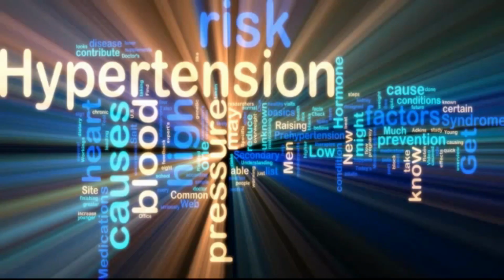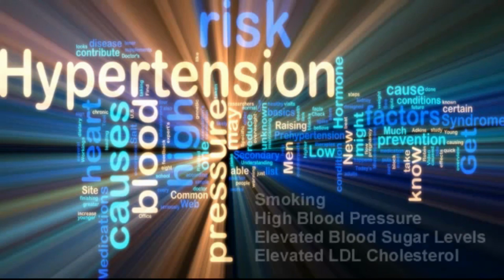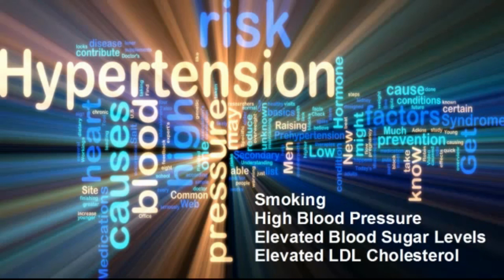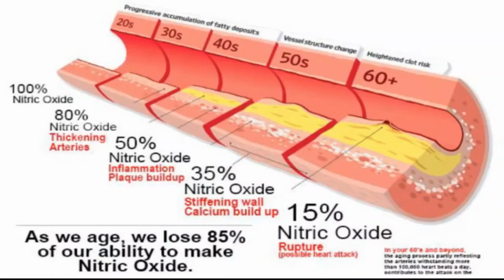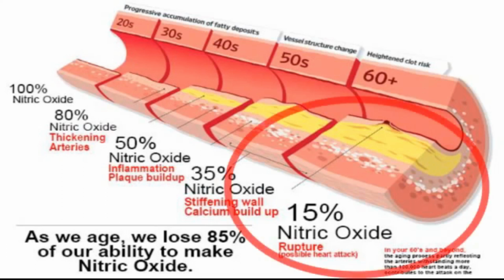While there are many ways to damage the endothelium, it typically centers on four major factors: smoking, high blood pressure, elevated blood sugar levels, and elevated LDL or bad cholesterol. All of these directly damage the endothelium, which can lead to injury resulting in plaque formations and the start of atherosclerosis. As you can see by the slide, this accumulating damage over time drastically reduces your nitric oxide production.